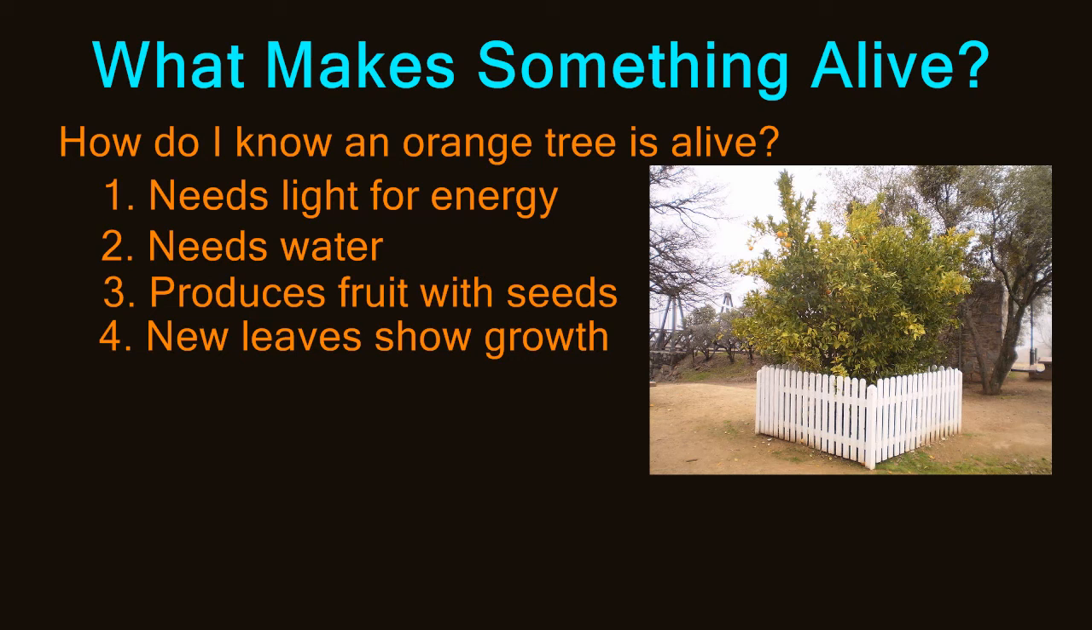Orange trees can also respond to changes in their environment. I can tell that my orange tree responds to light because it's leaning towards the light. There are some trees that like to shade my orange tree, and so the orange tree actually grows in the direction of the light. So it's responding to changes in the environment.